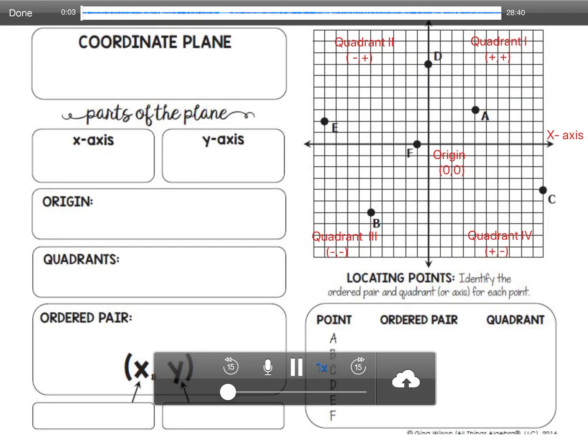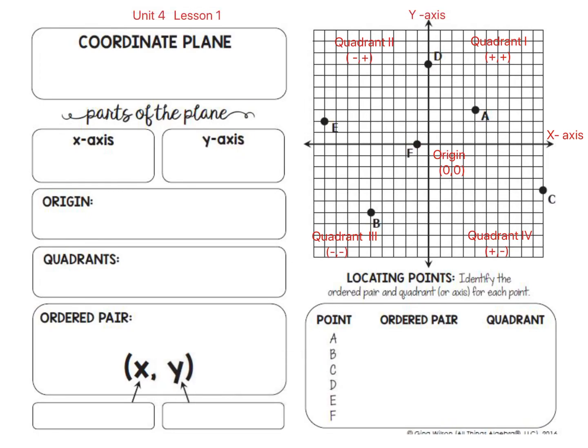All right, guys, today we are starting out Unit 4 with lesson number 1, which is an overall review so far of what the coordinate plane is. You all should already know everything that I'm about to explain to you, but we're just going to write it down in our notes so that we have it in one place to refer back to. So let's talk about what is the coordinate plane.